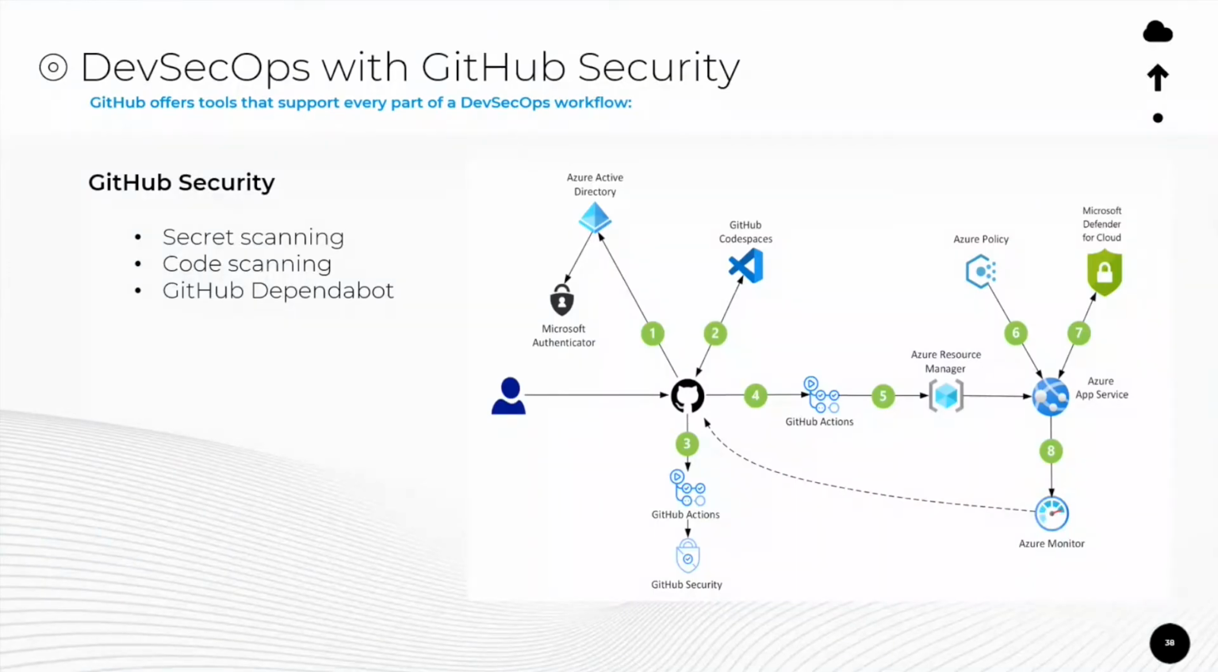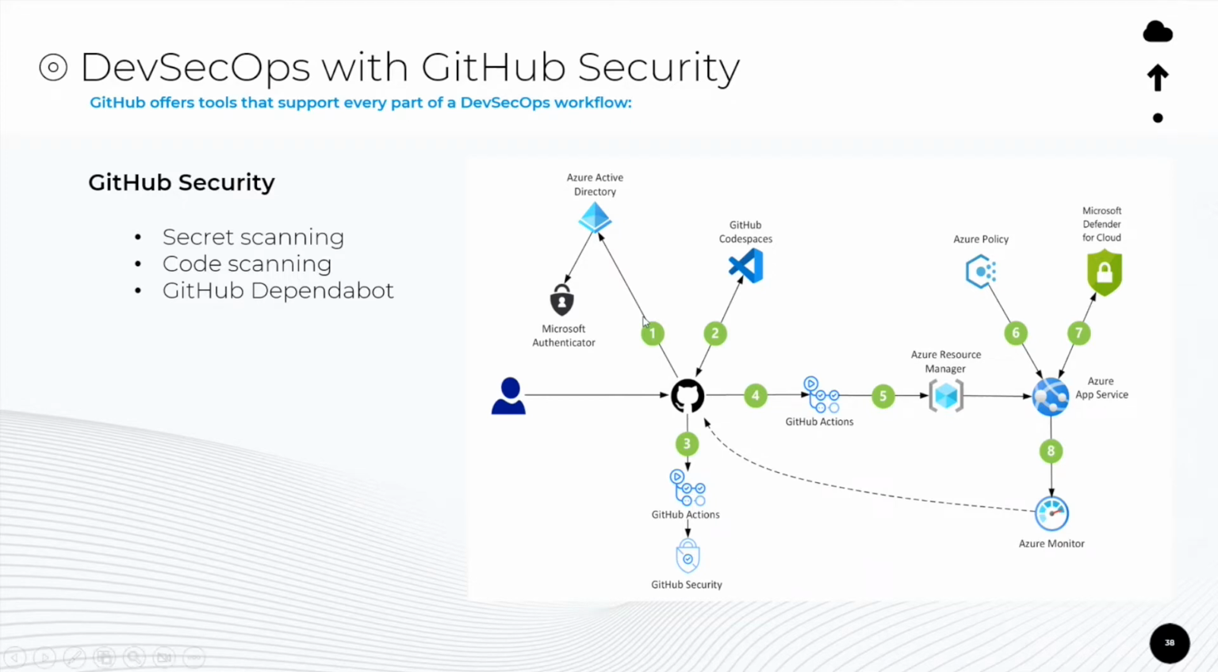Okay, and then next up we have DevSecOps with GitHub security. Here we're talking about another tool which can also perform DevSecOps and get integrated as part of your DevOps pipeline. GitHub security can perform secret scanning, code scanning, and GitHub Dependabot.